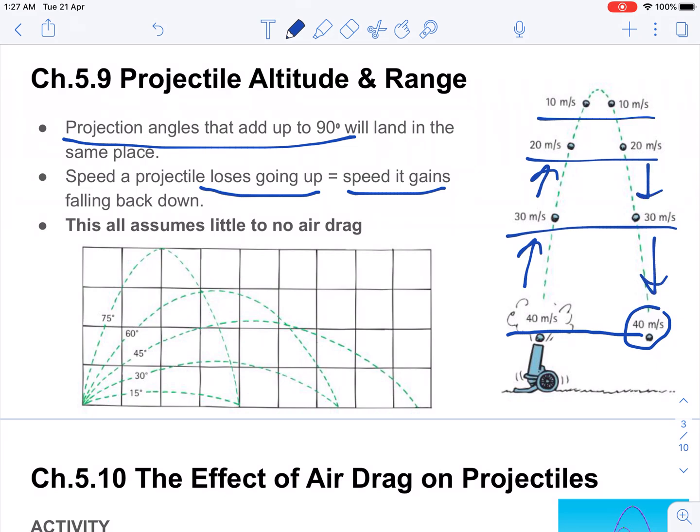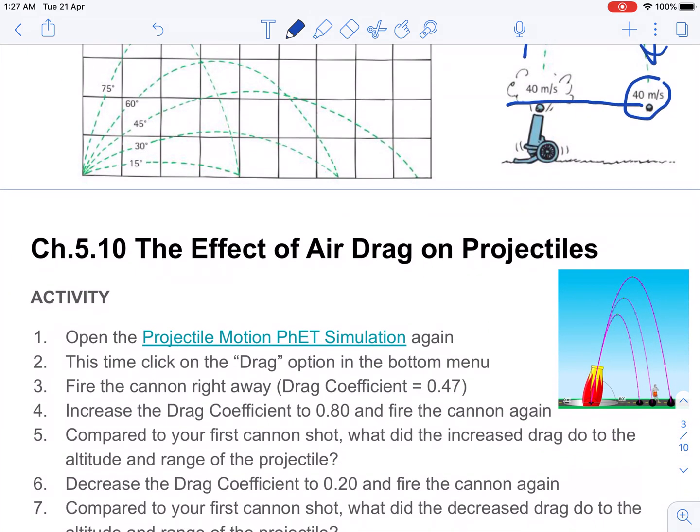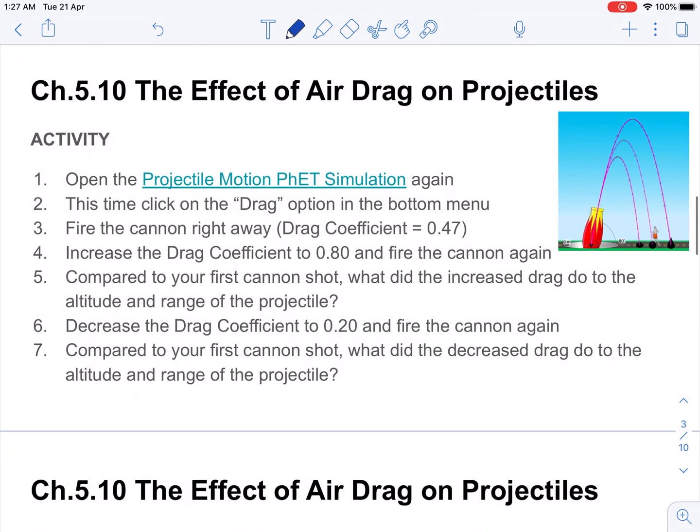Now, the key thing that you have to remember about all of these examples so far is we are ignoring the influence of the atmosphere and what's called drag from air. And we can't ignore that any longer. So again, second activity you should have done in class was using the PhET simulation to simulate drag.